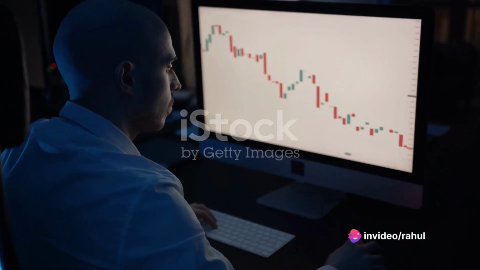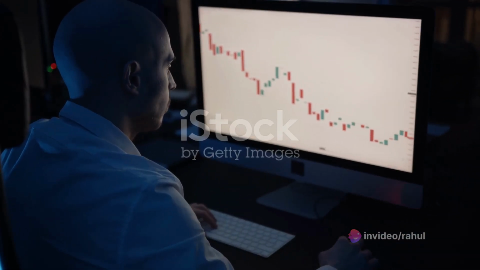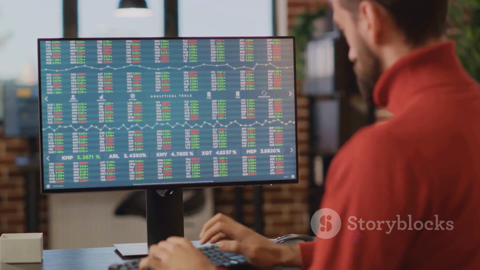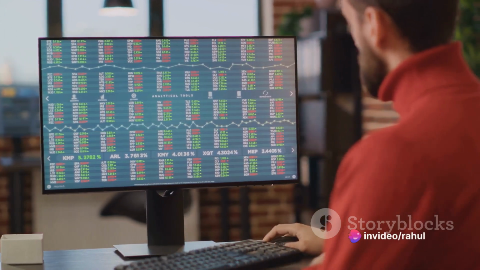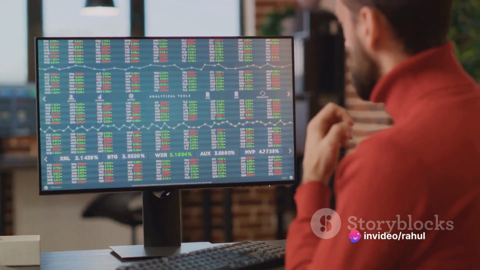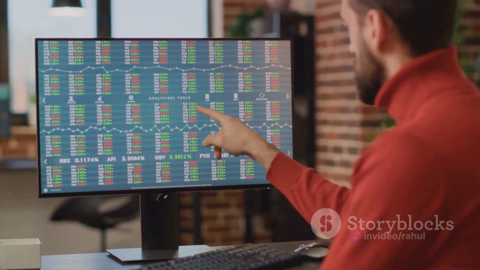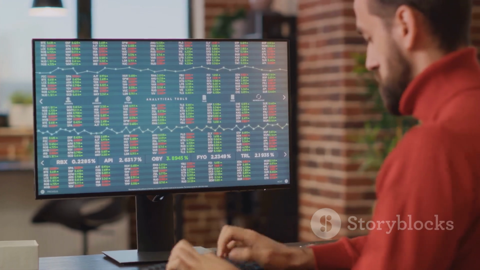Alright, we've covered the theory. Now let's dive into some practical tips and tricks. First, don't shy away from using technical indicators to help identify support and resistance levels. Tools like the Relative Strength Index, RSI, Moving Average Convergence Divergence, MACD, and Bollinger Bands can give you a clearer picture of where the market is heading.